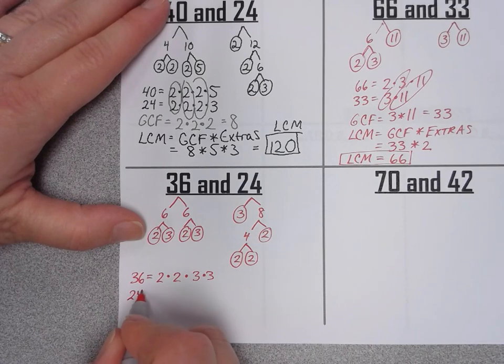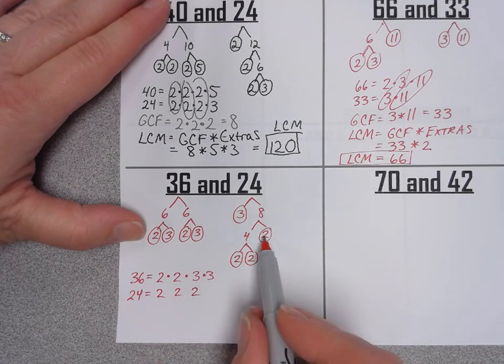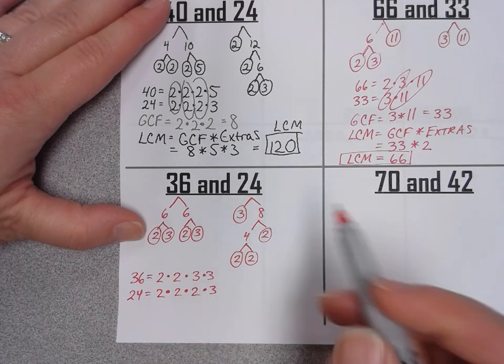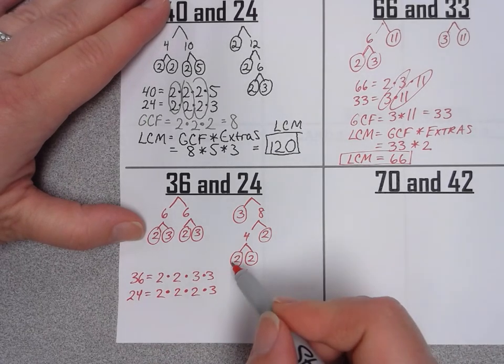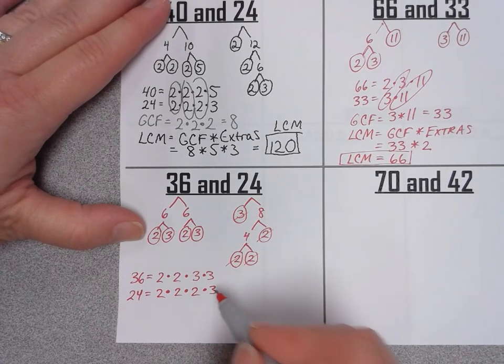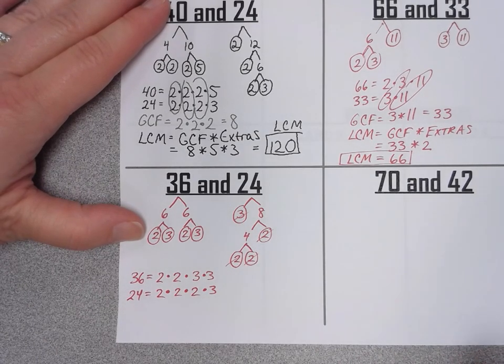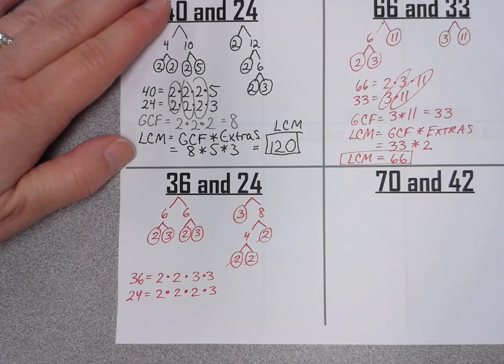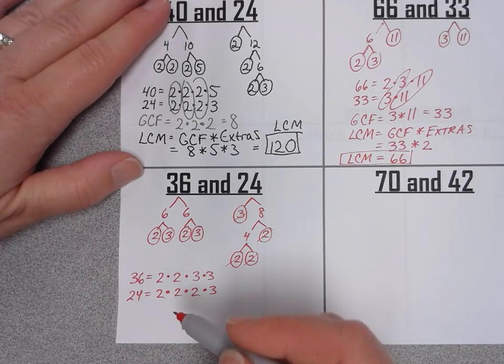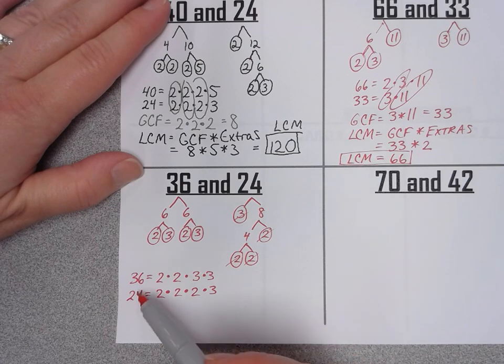Let's do the same. Let's order our factorization for 24. Looks like we have more 2s, 1, 2, 3 of them, and a 3. It's okay to cross these off your tree if you'd like, to say, oh, I've got 1, 2, 3 2s, and a 3 in my factorization. If you look back at your steps, it says circle any pairs. So we're on step 3 here. Circle any pairs.